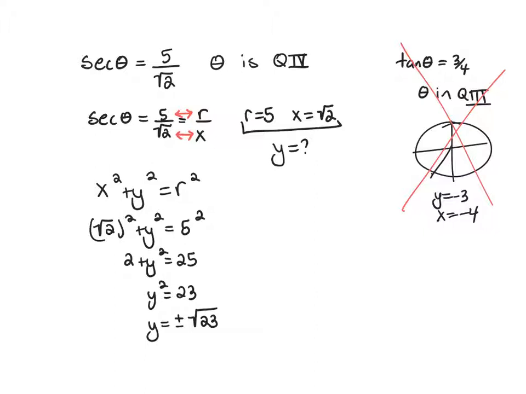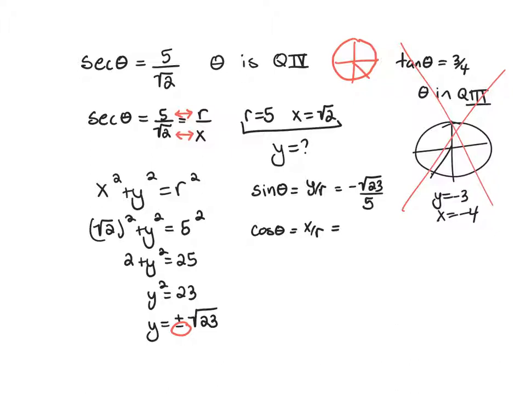Based on the fact, again, like we showed in the last working of this problem, our theta is in quadrant 4, we know we need to choose the negative square root. So now we have x, y, and r, and we can go through and write my sine of theta is my y over my r, so negative root of 23 over 5. My cosine of theta is my x over my r, so root of 2 over 5.